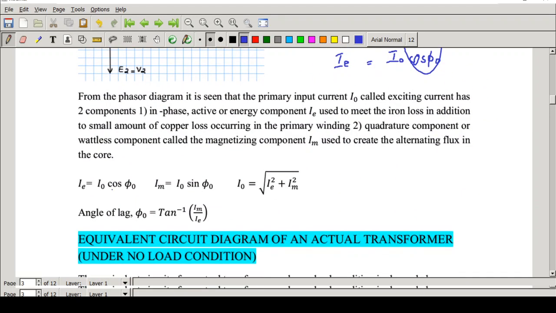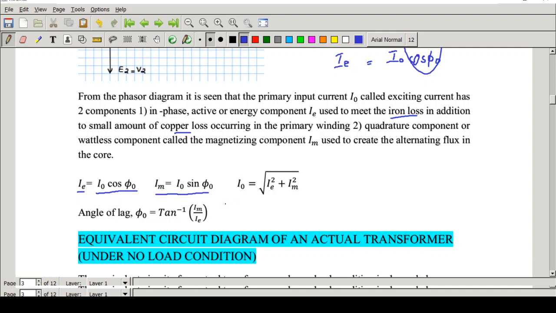IE is the component of the current which contributes to the iron loss, in addition to the small copper loss in the primary winding. That is given by I0 cos phi 0. Then the magnetizing component of the current, which is responsible for producing the flux, is given by Im equal to I0 sin phi 0.